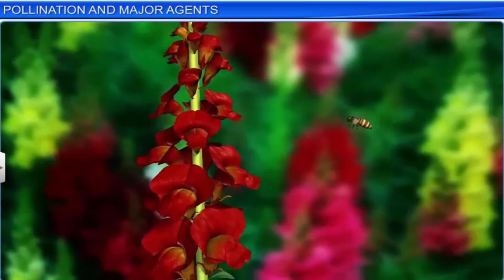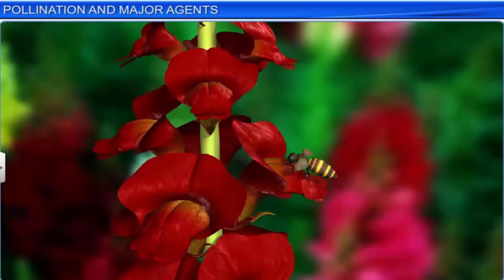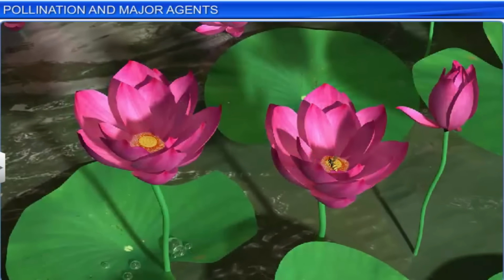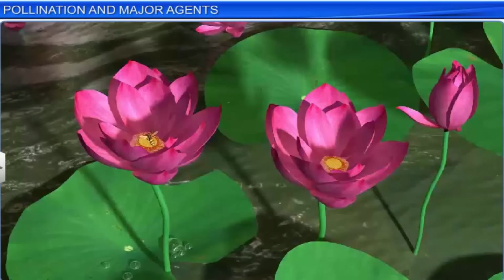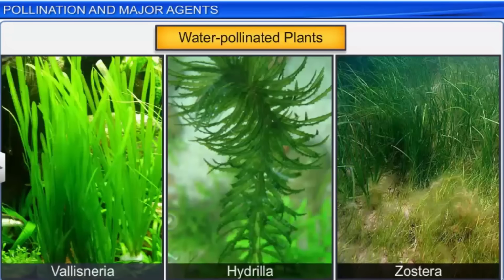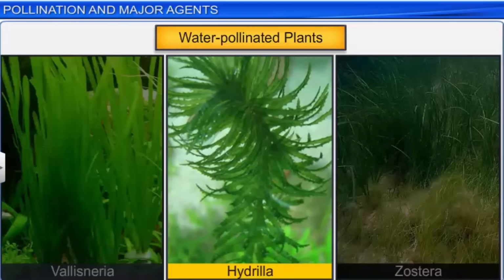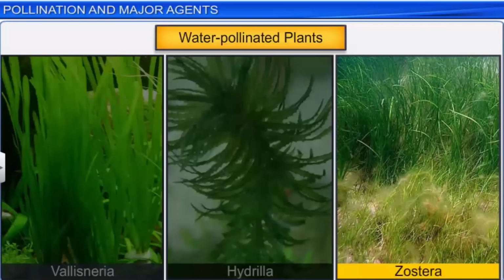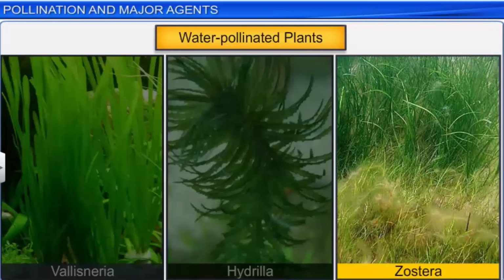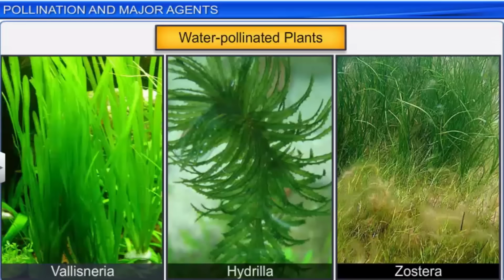However, certain birds and insects such as the bumblebee visit flowers for nectar and pollen but don't bring about pollination. These creatures are referred to as pollen robbers. Honeybees, as well as other insects, also pollinate a large number of aquatic flowering plants such as the freshwater lily. However, in certain freshwater plants such as Vallisneria and Hydrilla, and marine seagrasses such as Zostera, pollination occurs by water. This is also known as hydrophily.